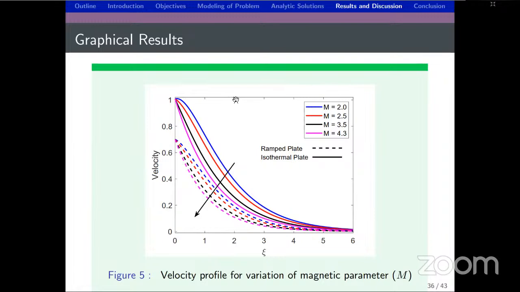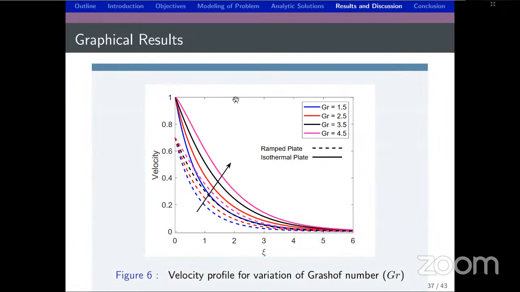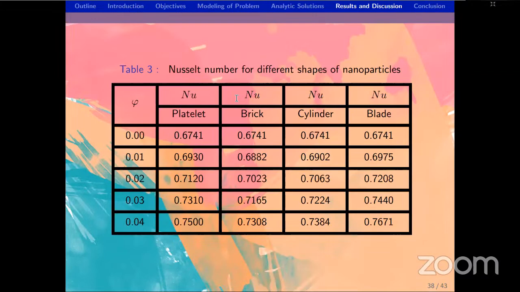Now this is the velocity profile for variation of Grashof number. By increasing the Grashof number for both ramp plate and isothermal plate, there is an increase in their velocities. So this is the final result for Nusselt number for different shapes of nanoparticle. And we can see as we increase the amount of nanoparticle to its highest amount, the Blade shape is showing the best result for Nusselt number.